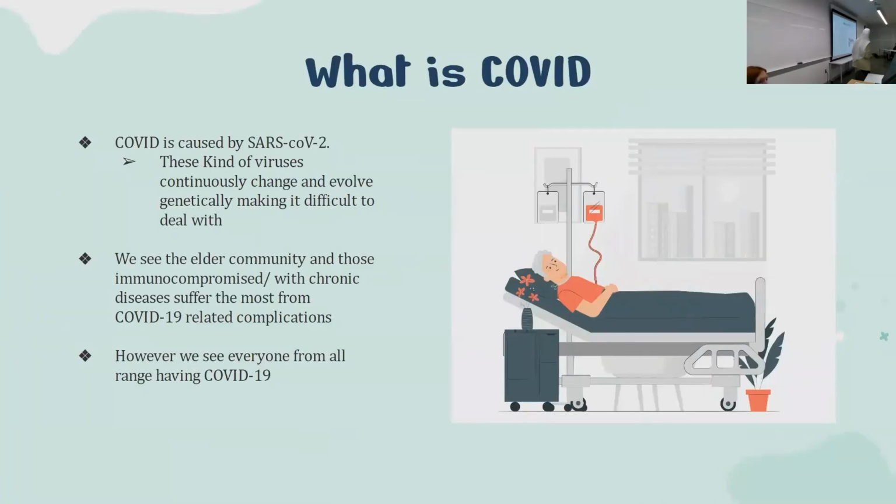Just a little background, COVID is caused by a variant of SARS-CoV-2, and these kinds of viruses are difficult because they change their genetic code, so it's really hard to crack down on them. We see that those who have the most severe complications from COVID are the elderly, those more compromised, and those with chronic illnesses. However, almost anyone could get COVID.